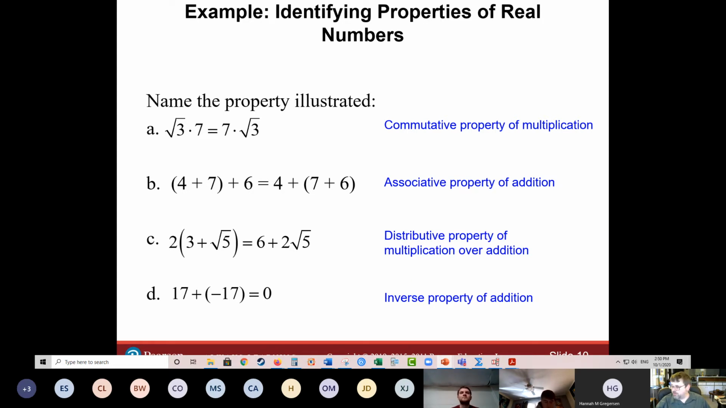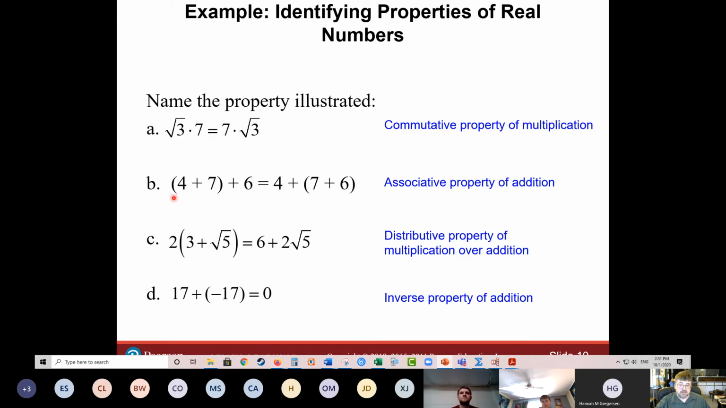This is the commutative property of multiplication. And it's the commutative property because we swapped the order. Instead of the square root of 3 times 7, we have 7 times the square root of 3. And they equal each other. Because order doesn't matter, they still equal each other. That's the commutative property. We're multiplying, so it's of multiplication.